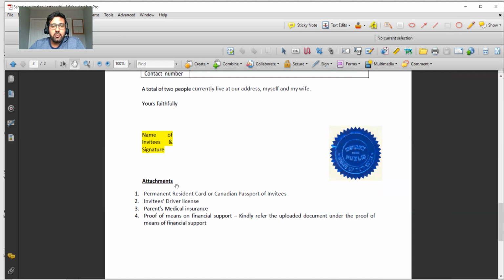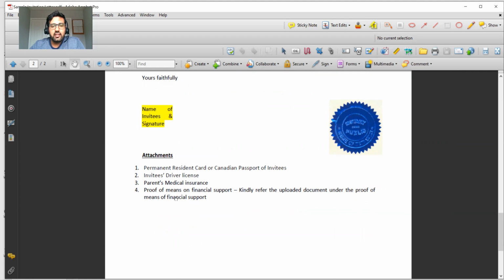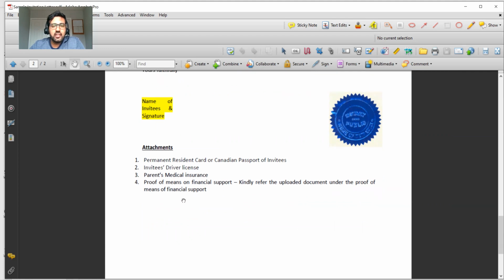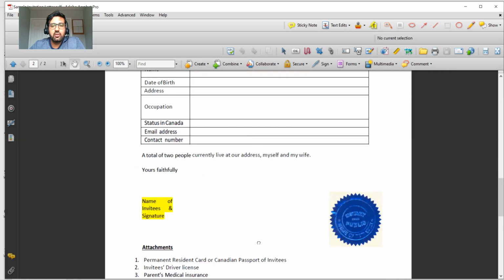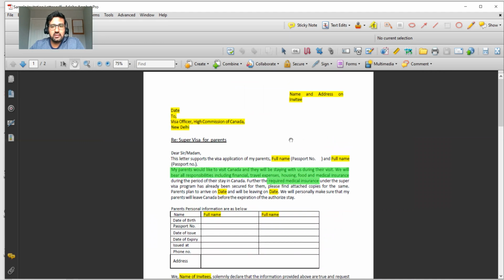The attachments that I have provided are the permanent resident card or Canadian passport of the invitees, then driver's license, and parents' medical insurance. Also, I have included proof of means of financial support. There is another separate document for proof of means of financial support, which I have added just over here so that they keep in mind that something is provided for proof of means of financial support along with all these details. So this is the invitation letter which I provided for my parents.